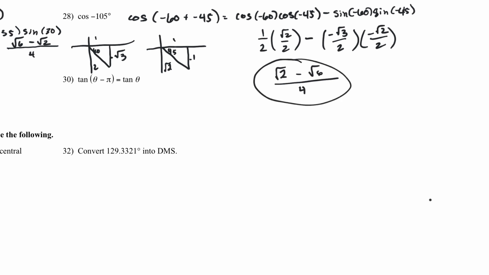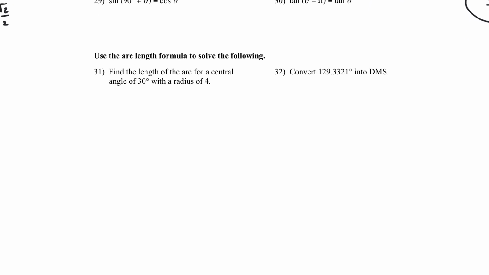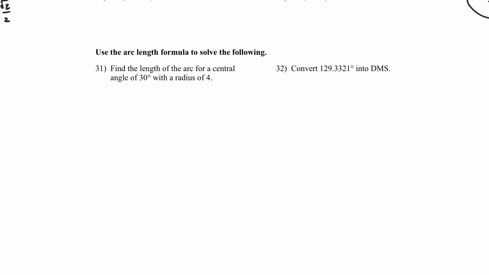Okay, 31. Here we have, find the length of the arc for a central angle of 30 degrees with a radius of 4. Now this one is very reminiscent of a question from your first test that might have been almost exactly the same. I think the radius was a 6, okay? But it's very similar to this.